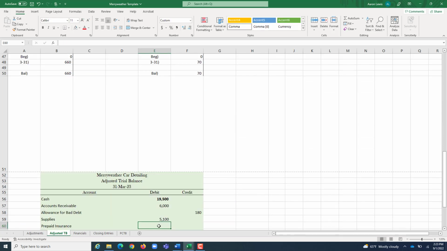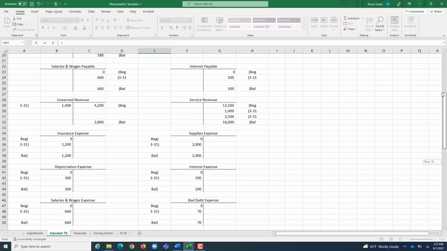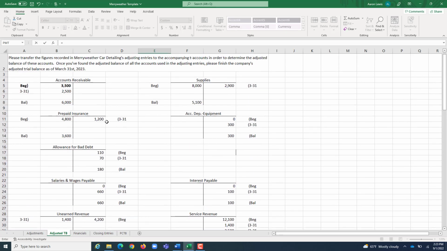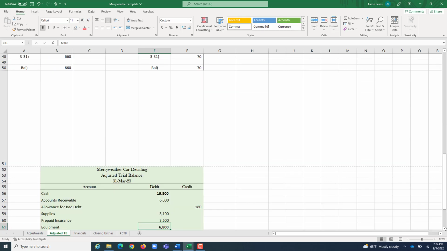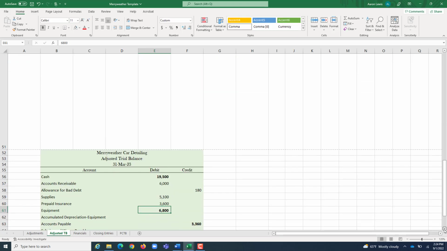We have prepaid insurance, also an asset, also a debit balance. Hit equals. Go up. Find our prepaid insurance, which has a debit balance of $3,600. I'm going to bring that number down. Scroll down a little bit so we can see more of our adjusted trial balance.